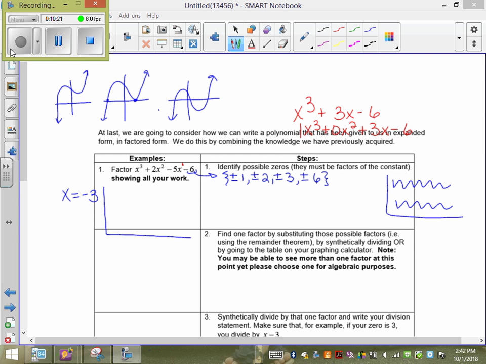Okay. So here we have 3, 2, 1, 0. In the synthetic division sign, what we're going to put is just the coefficients, not the variables. So we're going to put a 1 because that's what's in front of the x cubed.